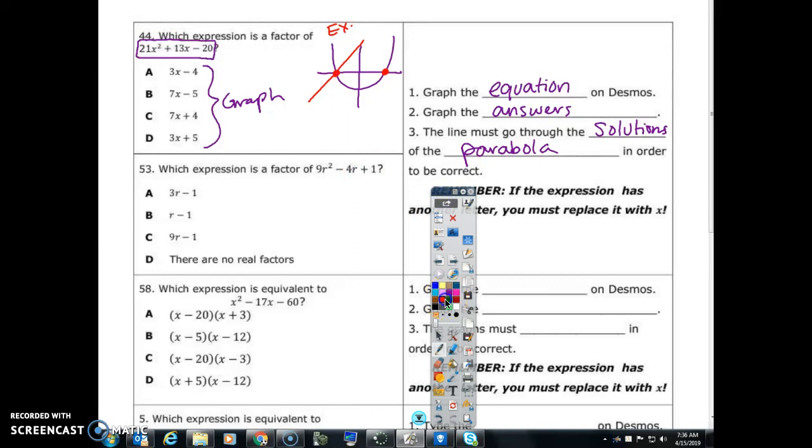And then same thing here. We're going to graph the equation and graph the answers. And see which one goes through the solution.